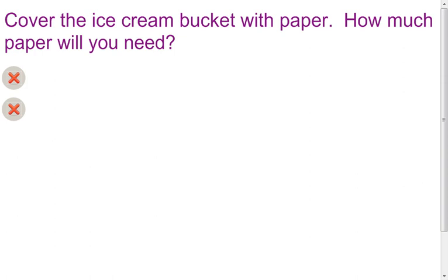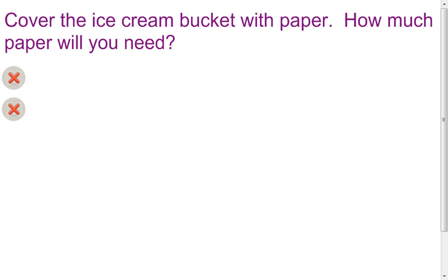The first thing you've got to think about is how much paper I will need. It's asking the question, how am I going to figure out how to calculate the amount of paper I need? So I'm going to need to know some things about my ice cream bucket.